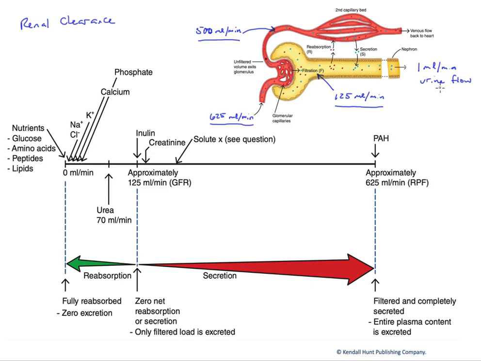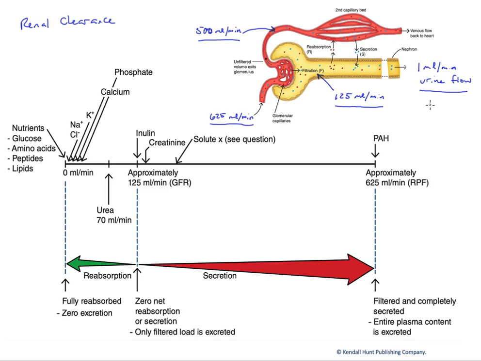Now, our urine flow is only about 1 milliliter per minute. Well, that's our excretion. Remember, that's not clearance. And so that means that we are massively reabsorbing this volume of filtrate, right? Well over 99% of our filtrate gets reabsorbed.